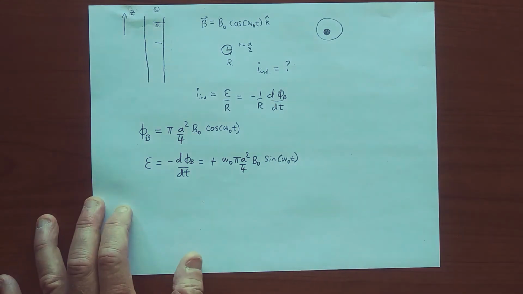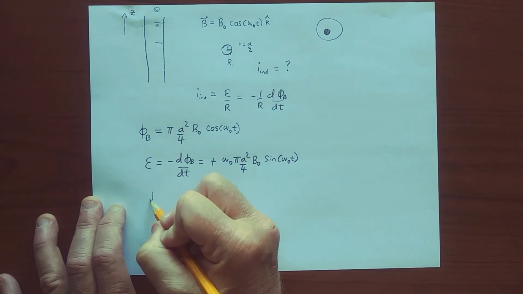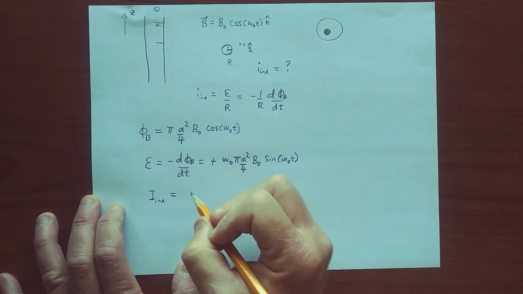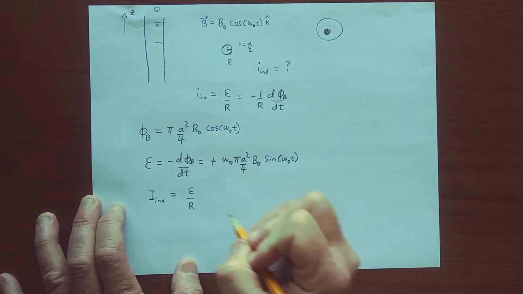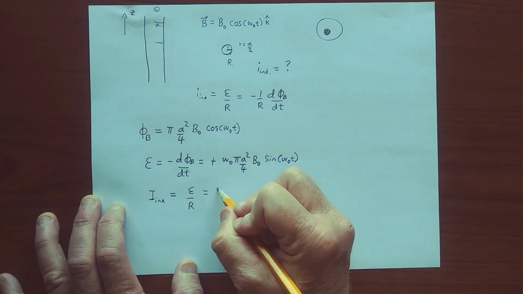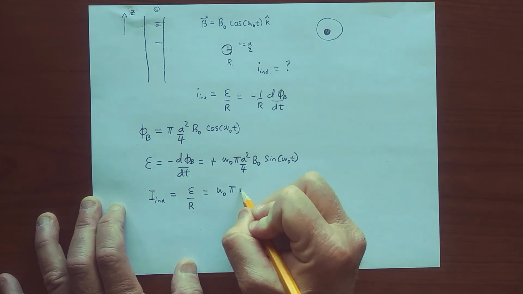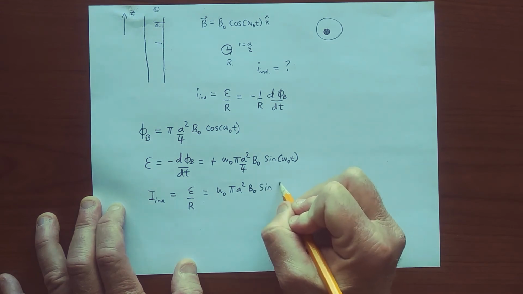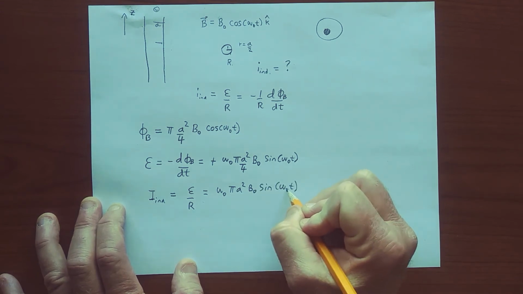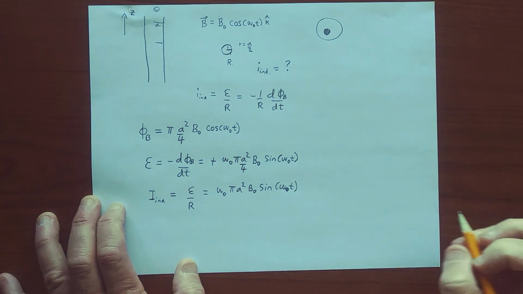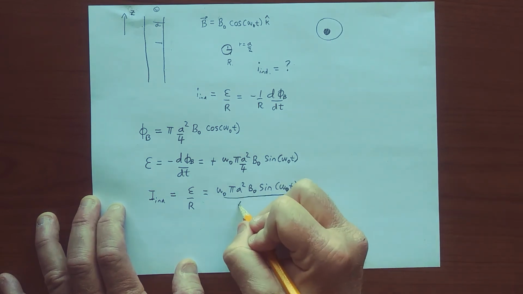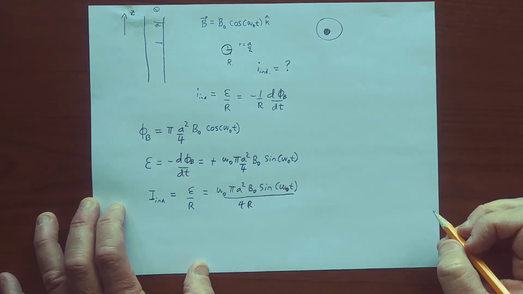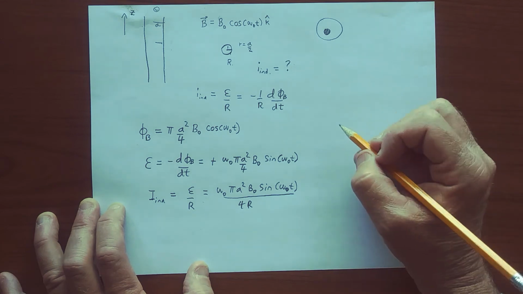So that's the EMF, and the induced current is therefore the EMF over the resistance, and that's just omega naught pi a squared B naught sine of omega naught t over 4R. This is also time dependent. And so let's get a sense of what's going on here.